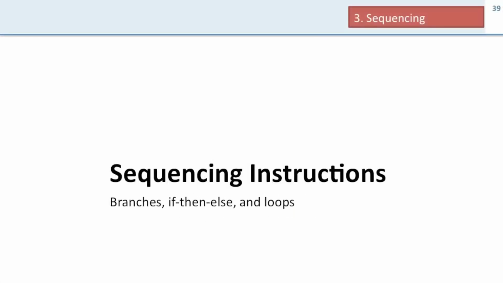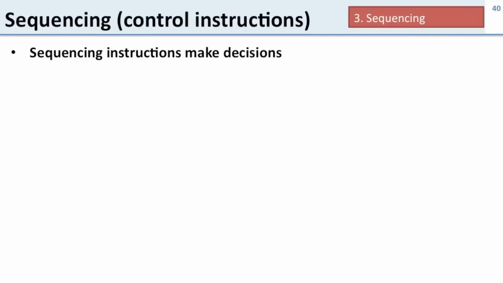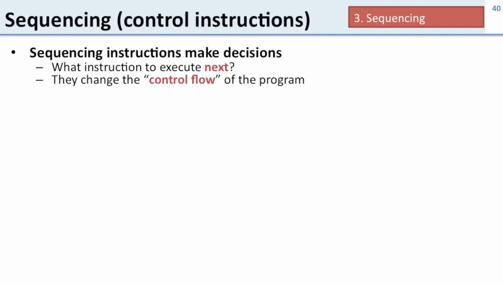Now we're going to talk about sequencing instructions. These are the instructions we use for branches, if-then-else statements, and loops. Anything where we're going to do different things depending on the data. So sequencing instructions make decisions. The decisions they make are what instructions to execute next. Should we do the next instruction or jump somewhere else? They change what's called the control flow of the program, where the program is going.